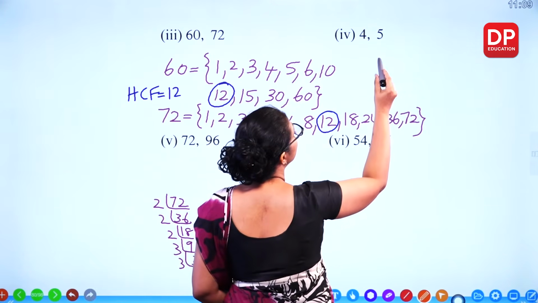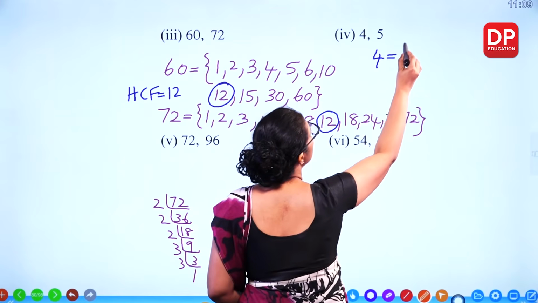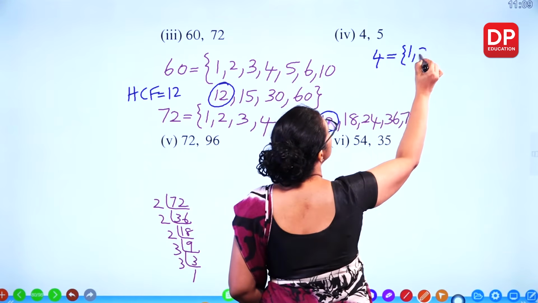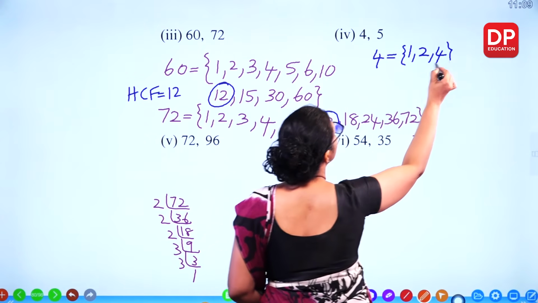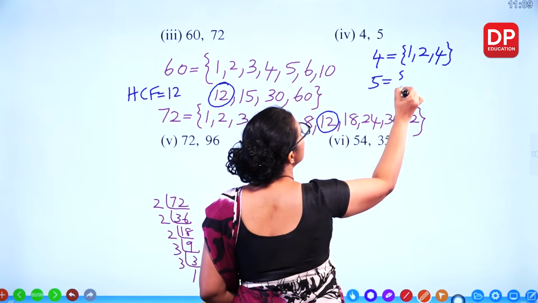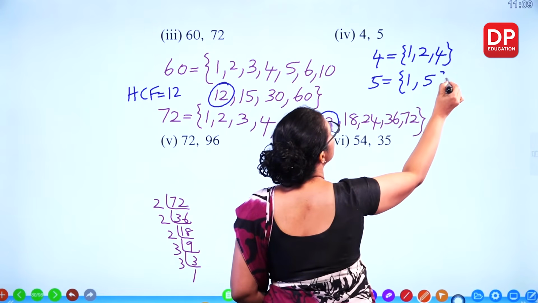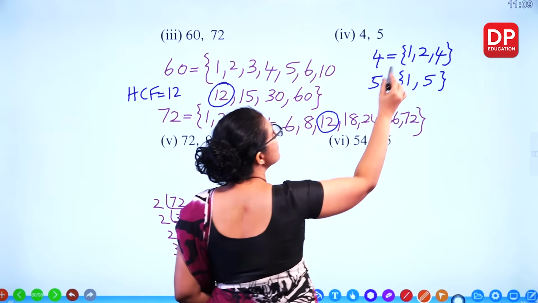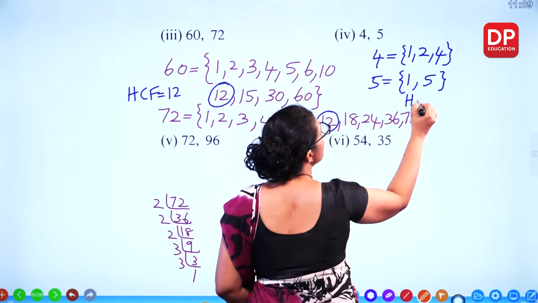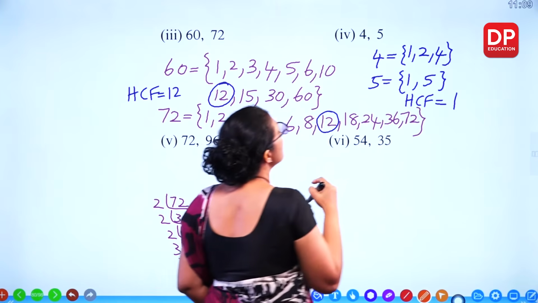4 and 5. 4, what are the factors? 1, 2 and 4. 5, 1 and 5. So what's the highest one? That's 1. The highest common factor is 1 here.